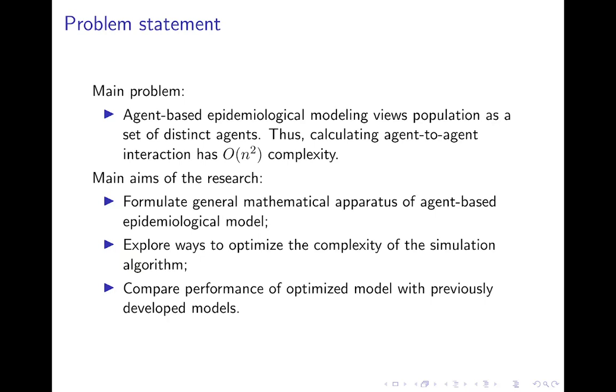To account for these interactions, a trivial algorithm would need to iterate through all pairs of agents, resulting in quadratic complexity, which is a problem for medium and large models. For example, a model with 1 million agents, which is far from being large, requires half of a trillion interactions to account for.